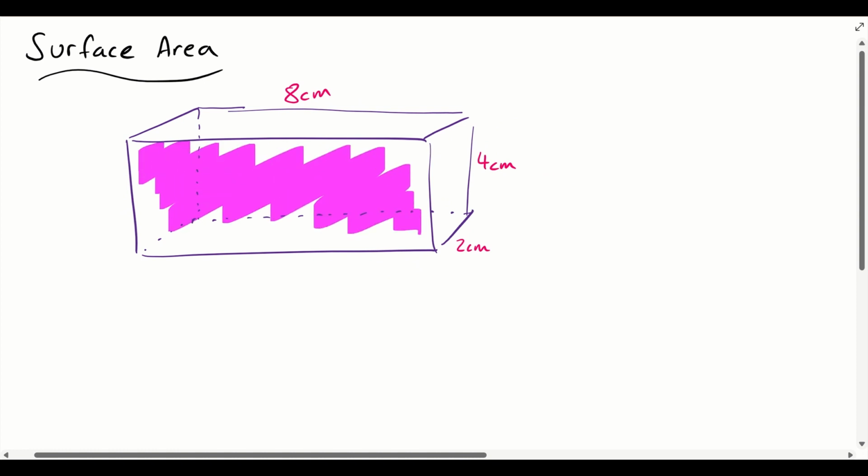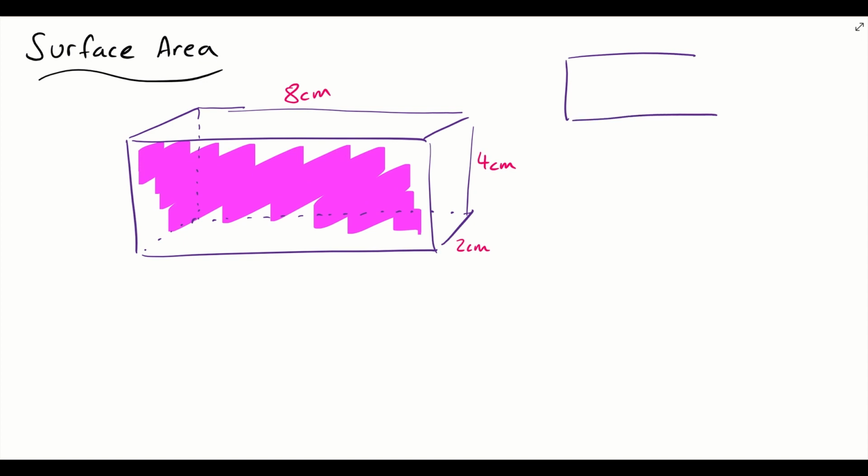So the front face, and we'll draw it over here, if we're just looking at the front face, looks like this, and it has 8 centimeters long along the top, and it's 4 centimeters high, or 4 centimeters wide, this front face. Well, the area of this front face, this rectangle, is just the length times the width, so 8 times 4, so 32 centimeters squared.